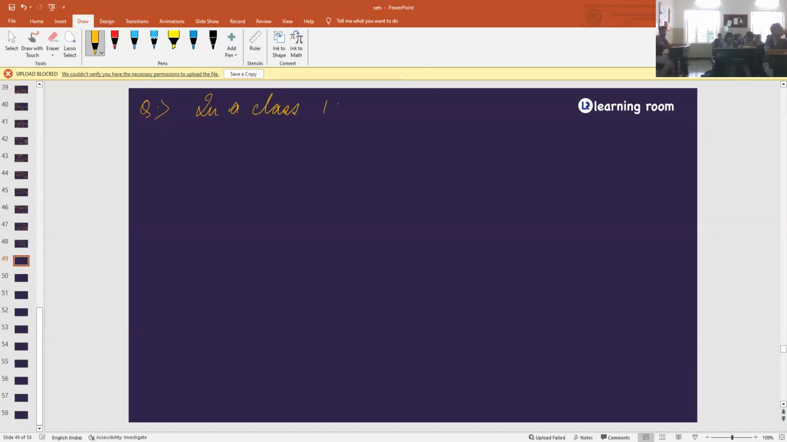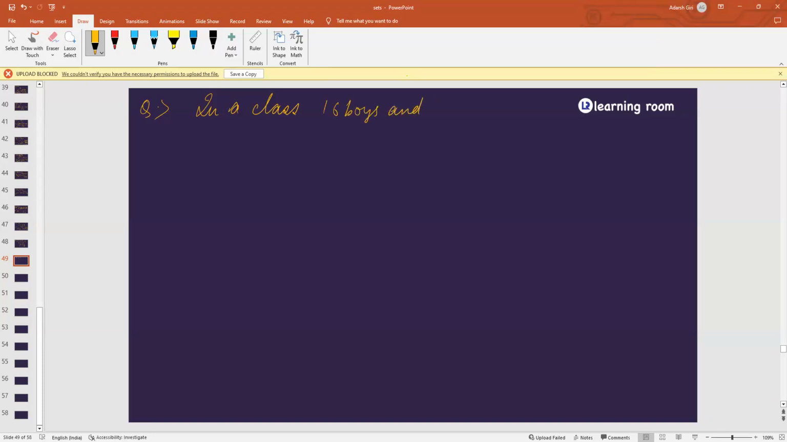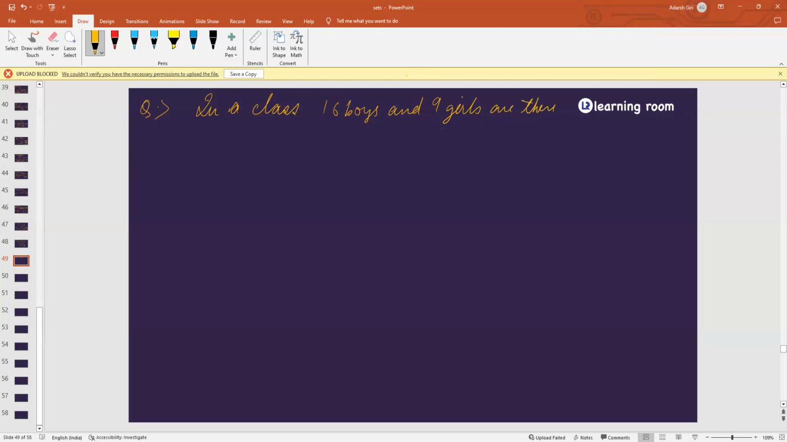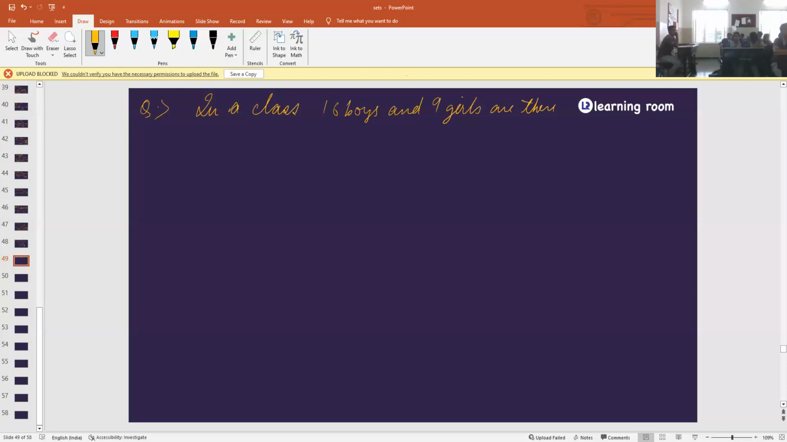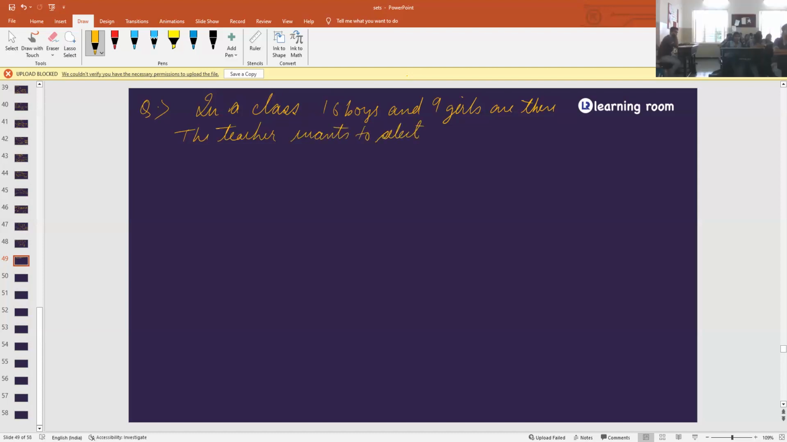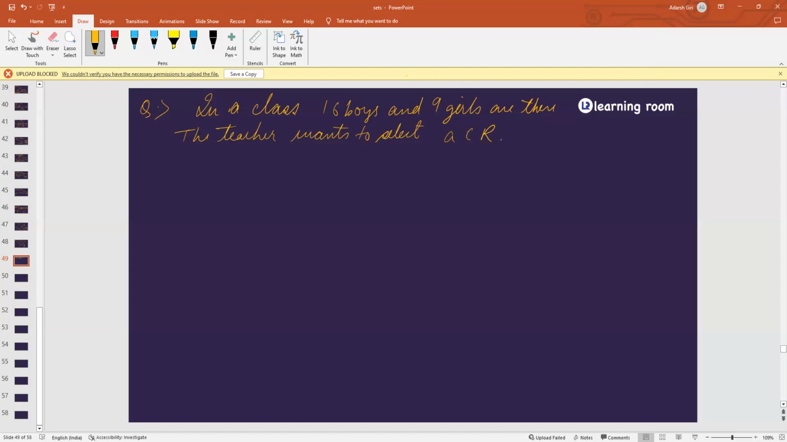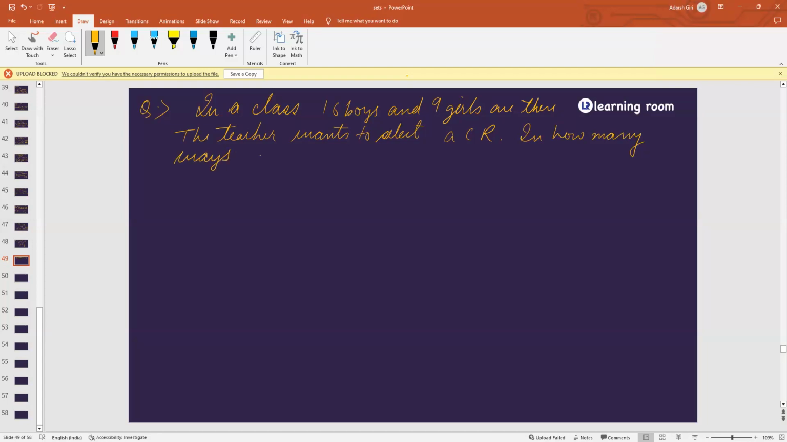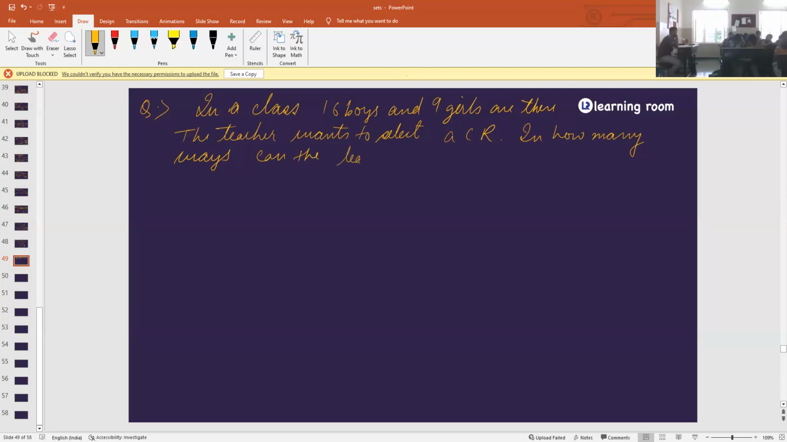Let us say, I'm just giving an example, in a class, 16 boys and 9 girls are there. The teacher wants to select a class representative, a CR. You must be having your CR too. In how many ways can the teacher make the selection?